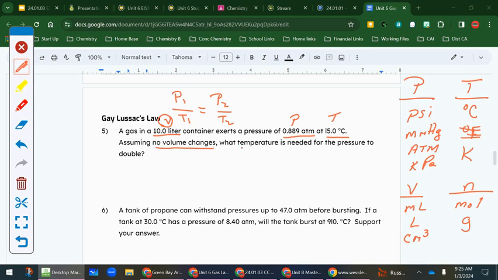So it can't be volume. What temperature is needed? Wow, that's like asking you a question. My guess is T2 is what we're solving for because it's asking you for the temperature. So I do still need one other thing to put this into this problem. What is it? I need a second pressure. But it doesn't give me a number, does it?